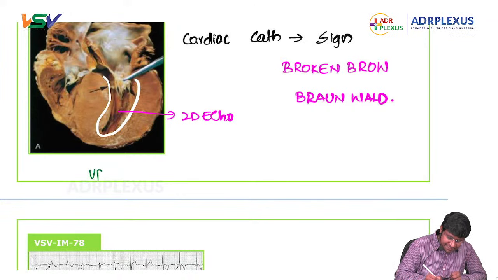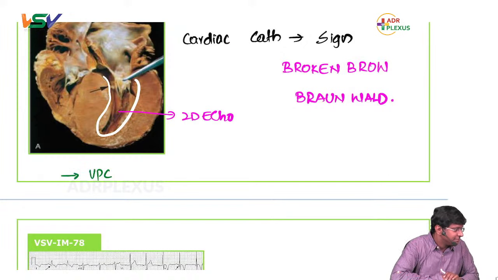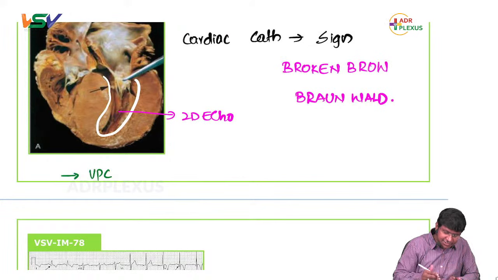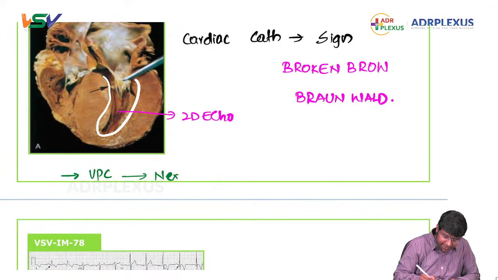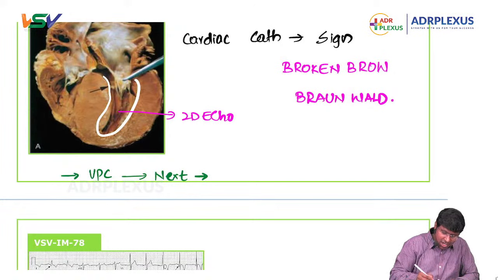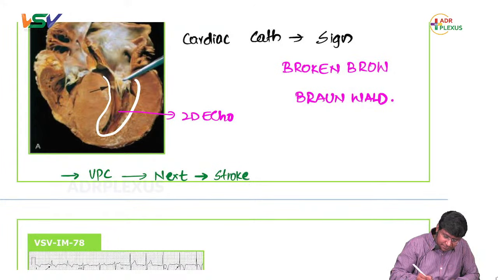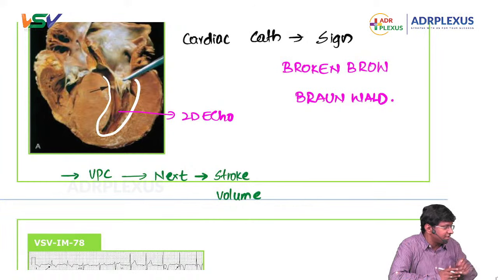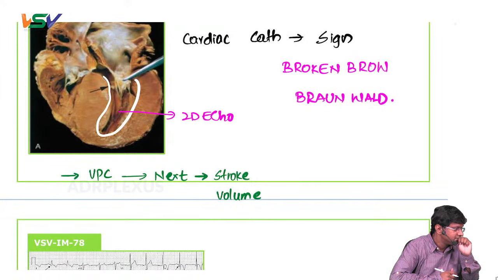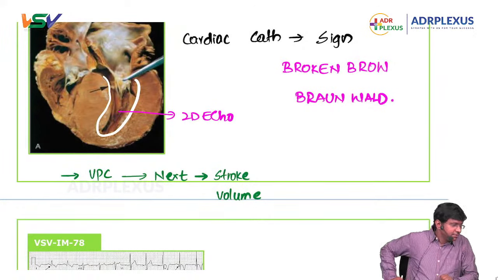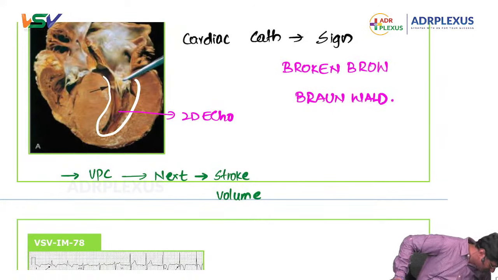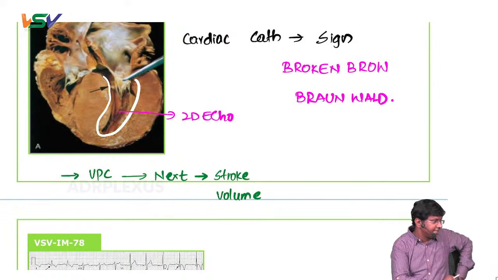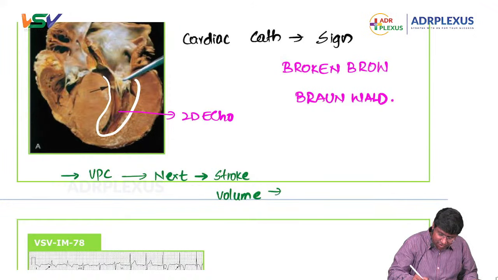First, I just wanted to ask you one quick point. Whenever there is a ventricular premature contraction, immediately after the ventricular premature contraction, how will the stroke volume be? Anyone? Yeah, very good, Akilan. So after a ventricular premature contraction, the stroke volume is increased.